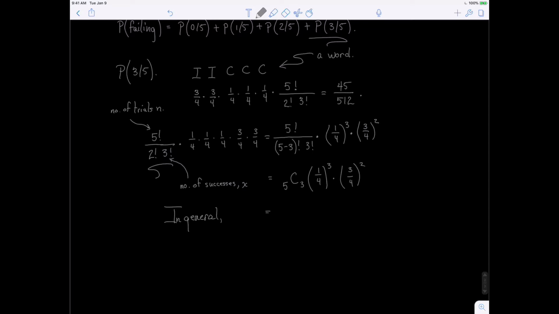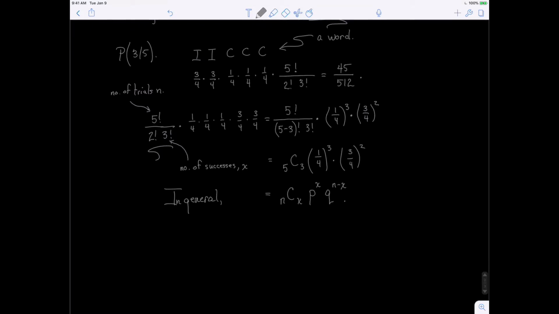we would write that this is n choose x, and then the 1/4 represents the probability of success raised to the number of successes. We needed 3 successes in this example. And 3/4 is the probability of failure, of which there are n minus x of those. So that's the general formula for a binomial experiment, for an individual trial.